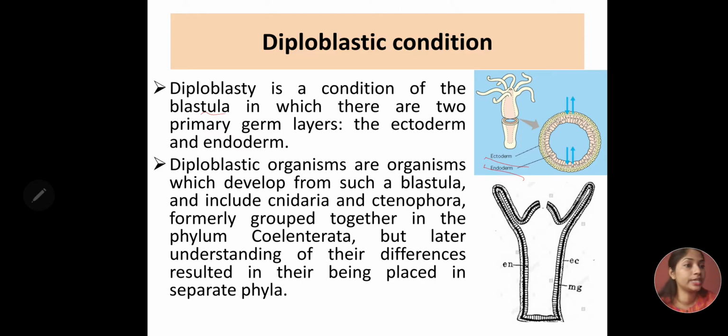If we take a vertical section of Hydra, there also you can make out the inner endoderm, the outer ectoderm, and whatever is written as Mg here is nothing but the mesoglea. This mesoglea is not a cellular layer, it's a non-cellular layer. So clearly there are only two layers, ectoderm and endoderm, making it a diploblast.